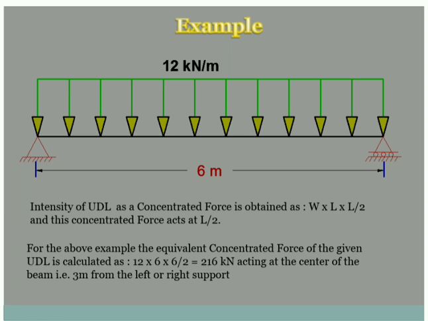So how do we convert a UDL to a point load? We multiply W into L by 2, where W is the intensity of the given UDL, L is the span over which it is acting, and multiplied by L by 2, that is half of the span. Now where will this equivalent point load act? It acts at the center of that span.